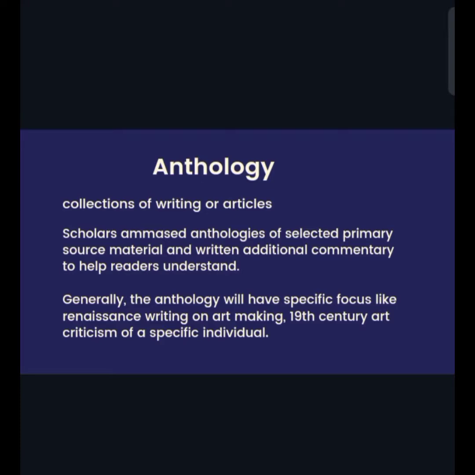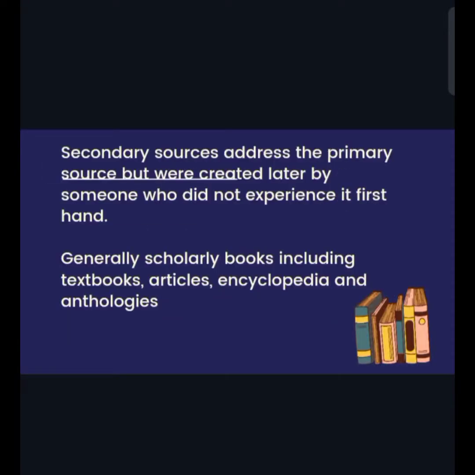A scholar has written the supporting material, and that material is considered a secondary source. It was written later than the primary source. It comments on, explains, or critiques the primary source. In contrast, secondary sources address the primary source but were created later by someone who did not experience it firsthand or participate in the event or condition you are researching. Secondary sources are generally scholarly books, including textbooks, articles, encyclopedias, and anthologies.